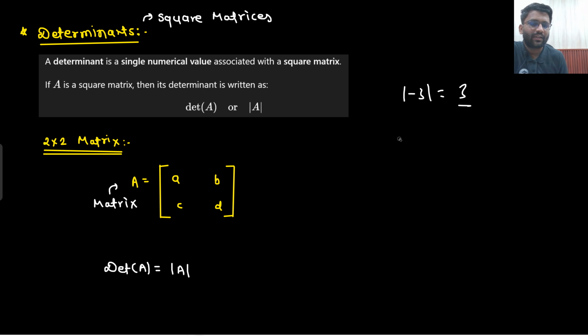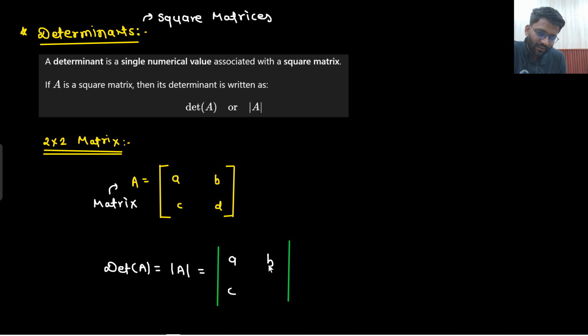It is only the notation that I will give. The matrix was closed in this bracket, right? Now it will be closed in two vertical lines. Two vertical lines I will make, A, C, B, D. So this is the notation. This is how I will denote the determinant.